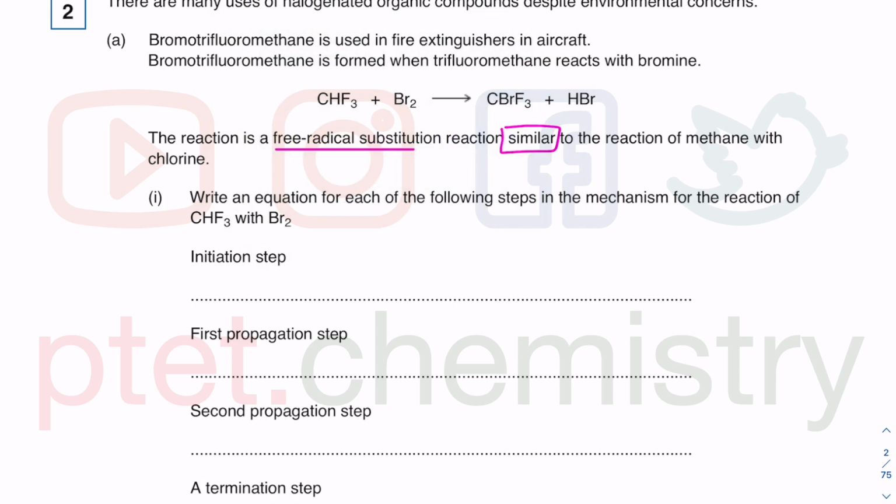In the initiation step, we're going to form the radicals. So this is the reaction with Br2. Br2 becomes a bromine radical plus a bromine radical, which is 2 bromine radicals. We need UV light to do initiation.